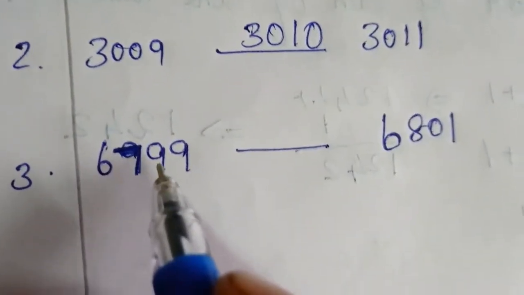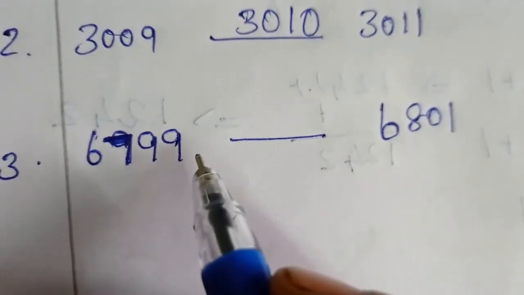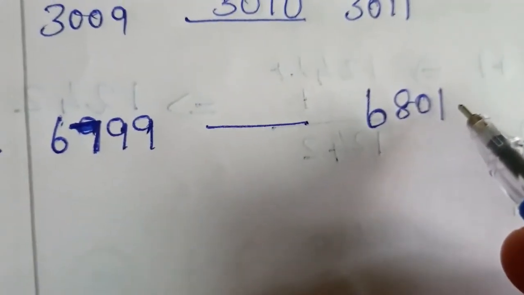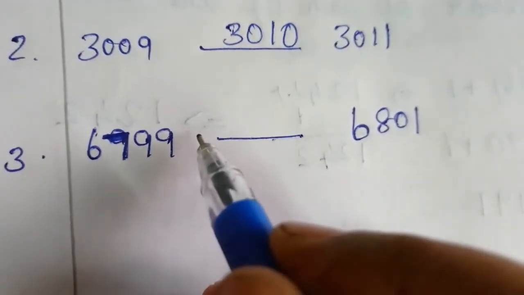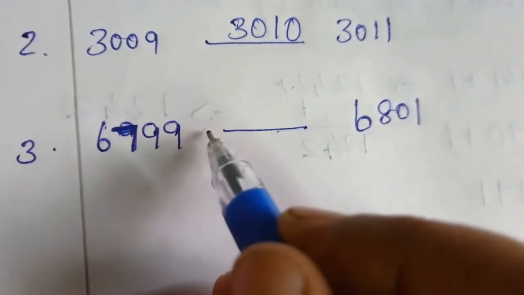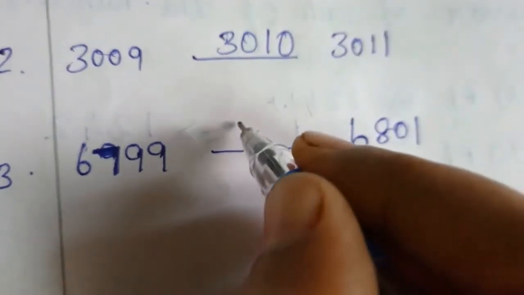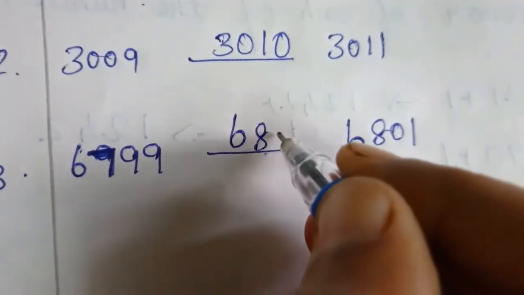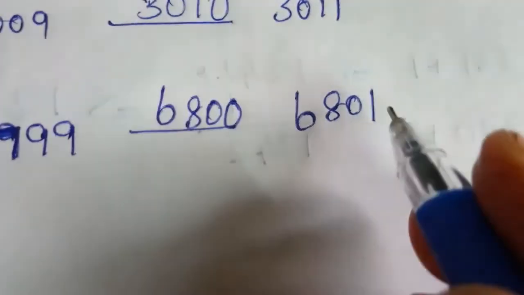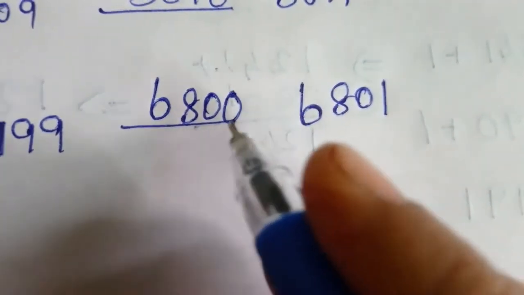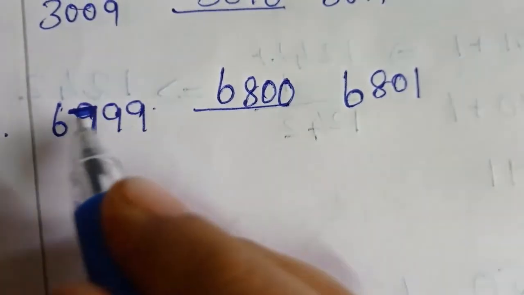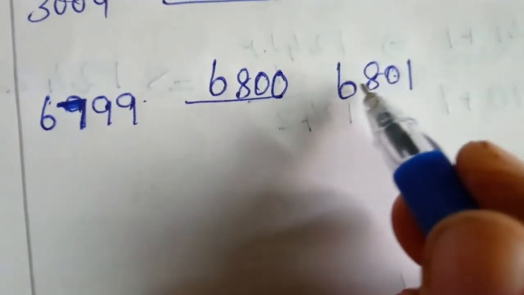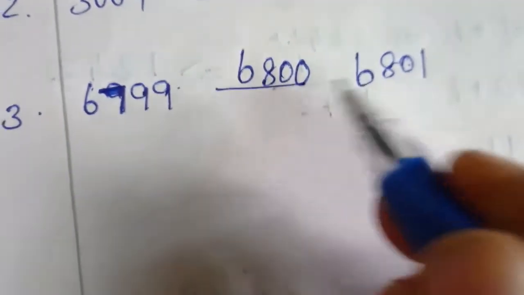Next, 6799, 6801. So in between, which number is missing? Children, just add 1 to this number. So you can get 6800, or subtract 1 from this number. If you want to find the between number, just add 1 to the first number or subtract 1 from the second number. So you can get the between numbers.